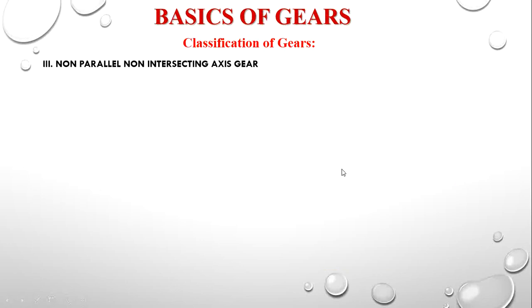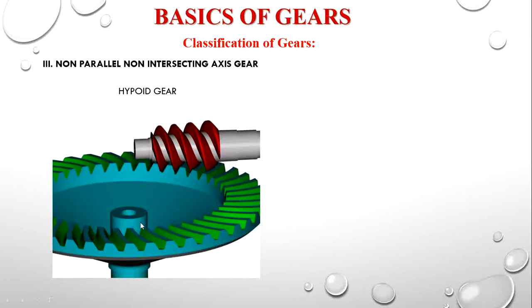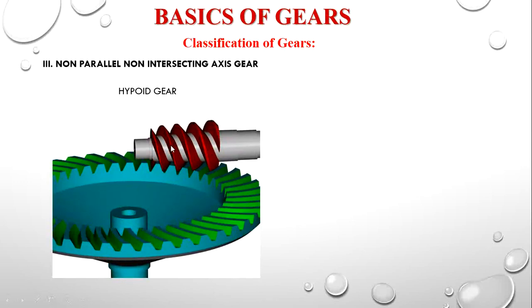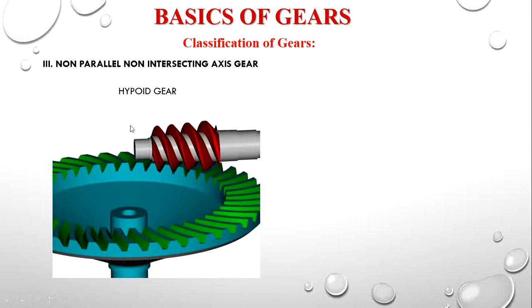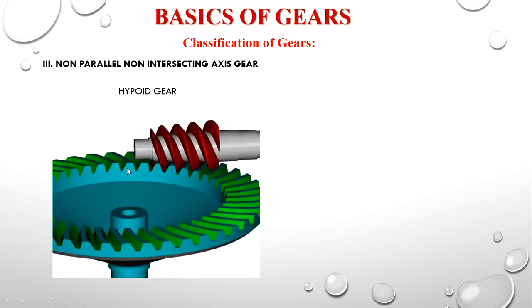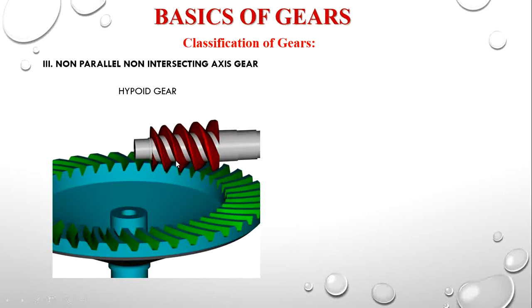Next is the non-parallel, non-intersecting axis gear. One example of that is the hypoid gear. Here a bevel-like gear is at the bottom, and here a thread-like structure is there. So here no axes intersect and no axes are parallel. The axes between these two are non-parallel and non-intersecting. Such a gear is called a hypoid gear. This is called a non-parallel, non-intersecting axis gear.